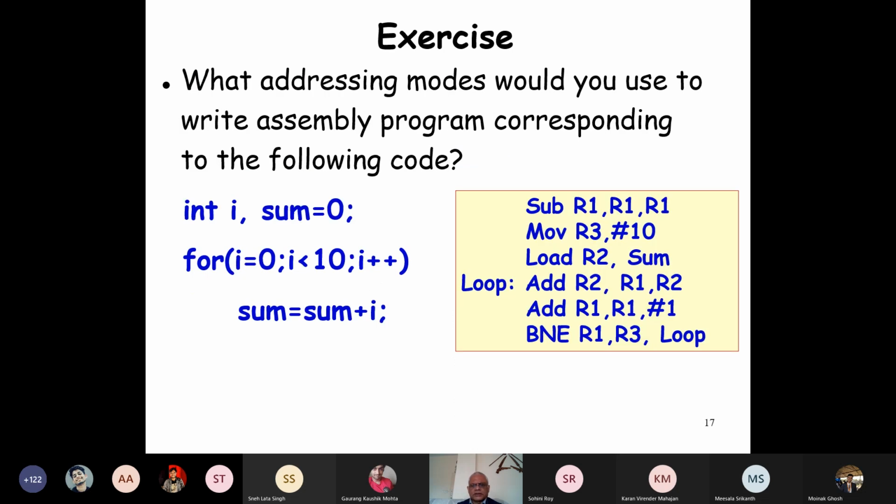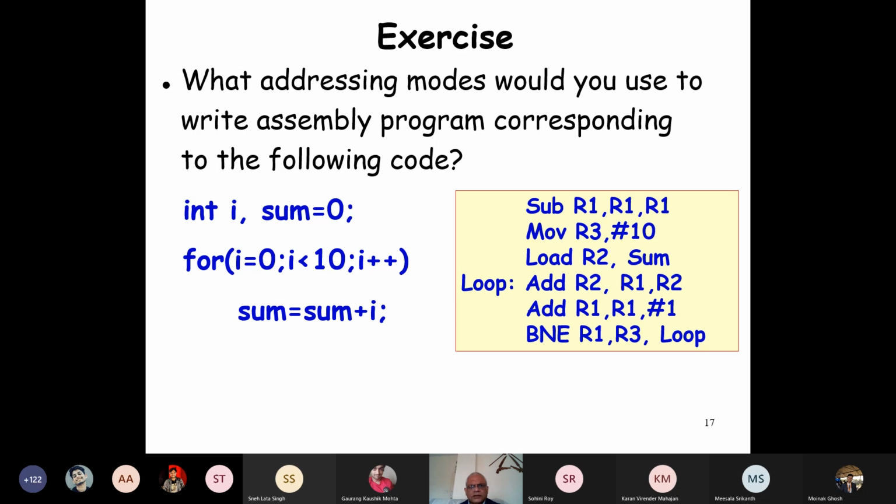Now let's do a small exercise here. Let's say this is the code. Later, in another 2, 3 or 4 classes, we'll be able to write assembly code for much larger, more complicated programs. Let's do a very simple program here. It's a C program: int I, sum equal to 0, and for I equal to 0, I less than 10, I plus plus, sum equal to sum plus I. So basically, we are adding 1 to 10, accumulating the result in the sum.